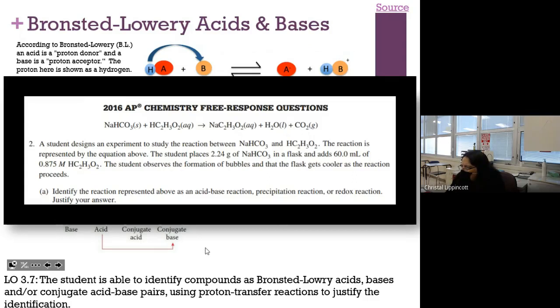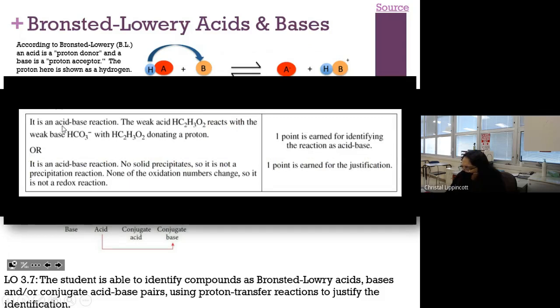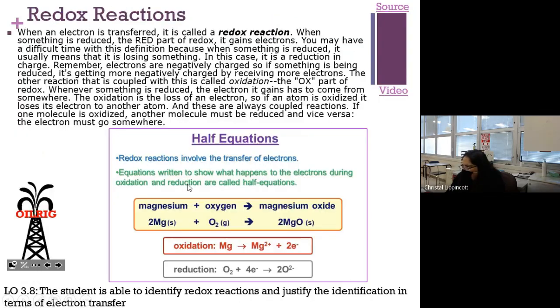And since we're in the acid-base area here, you can probably identify this pretty quickly as an acid-base reaction, okay? Weak acid is going to react with a weak base here, and they're going to donate protons, or you could say that no precipitates were formed and the oxidation numbers didn't change, so it's not redox. All right, redox, oil rig. There's also Leo goes GER, but I use oil rig because I just like that one better. Remember, this is when we're transferring electrons instead of protons, okay?